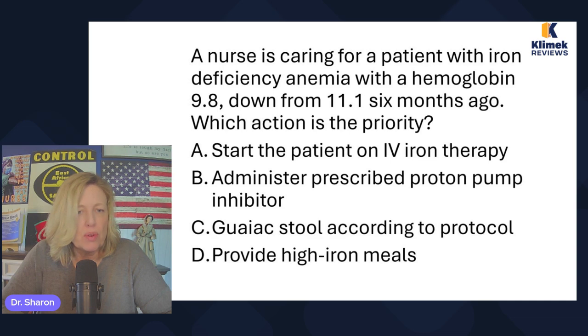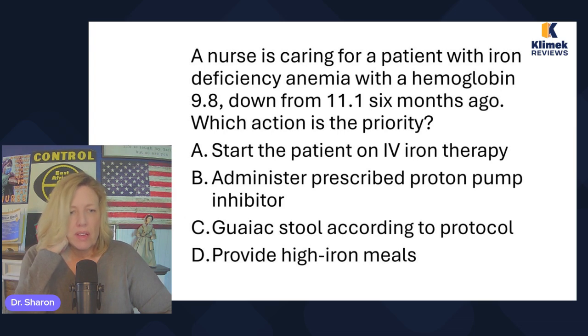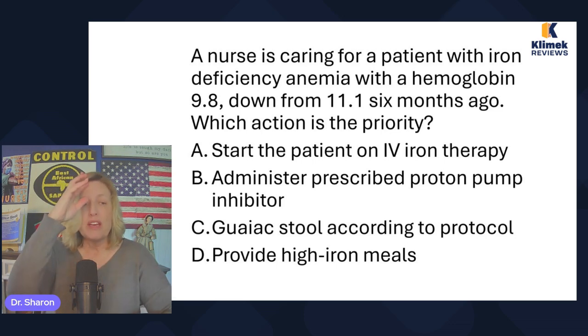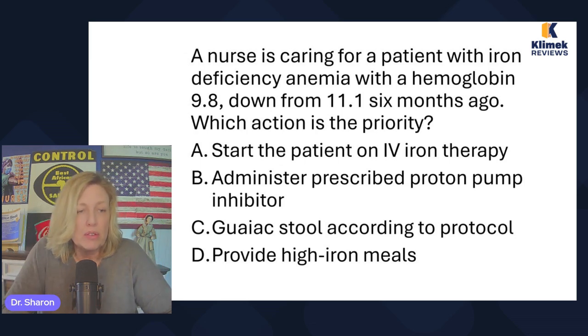Guaiac stool according to protocol. That seems like a good idea. Provide high iron meals. Okay, so it's dropped and I don't know why, right? They have iron deficiency anemia and it's dropped, but I don't know why. Could be iron. I have two give iron options, IV iron or iron meals.